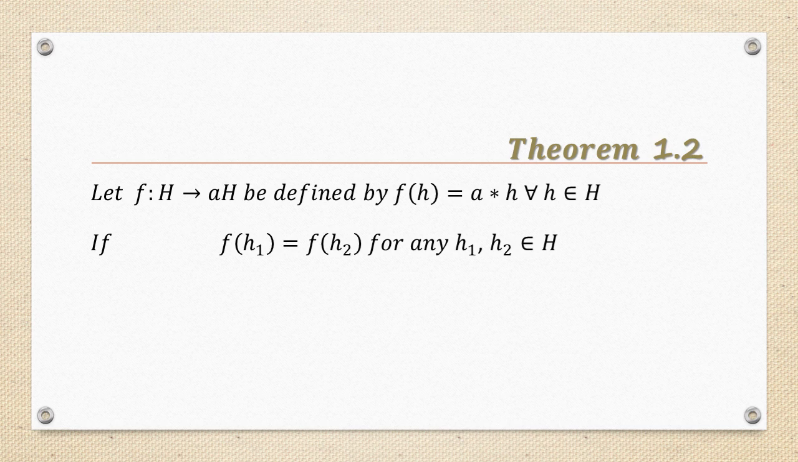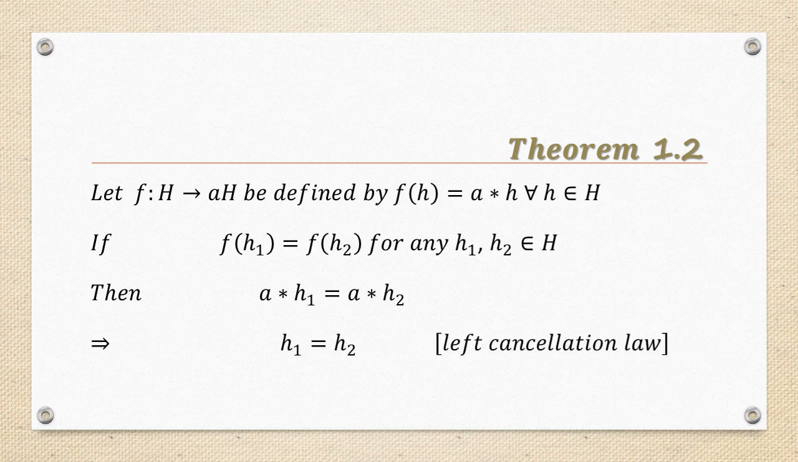So for proving one-to-one, we are going to take f of h1 is equal to f of h2, where both h1, h2 belong to H. We defined f of h as a star h. So therefore, f of h1 is equal to a star h1 and f of h2 is equal to a star h2. Then, according to the left cancellation, we can cancel out the a on the left side on both sides. So finally, we are getting h1 is equal to h2. We took f of h1 equal to f of h2 and proved h1 is equal to h2. Then we can say that the defined function f is 1-1.